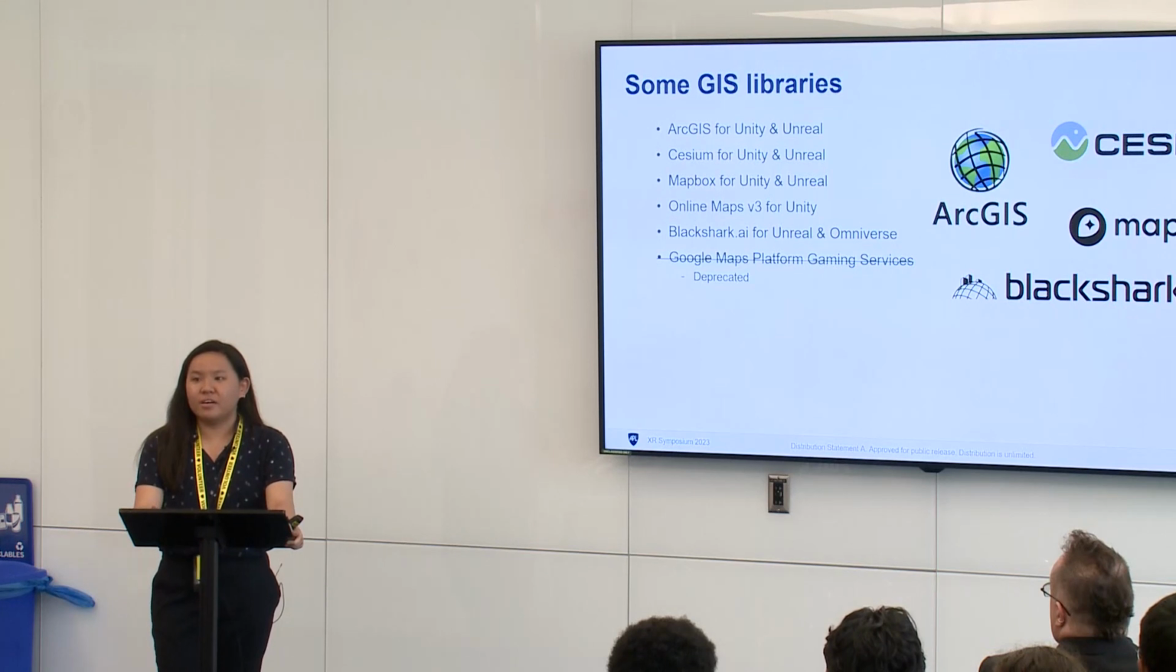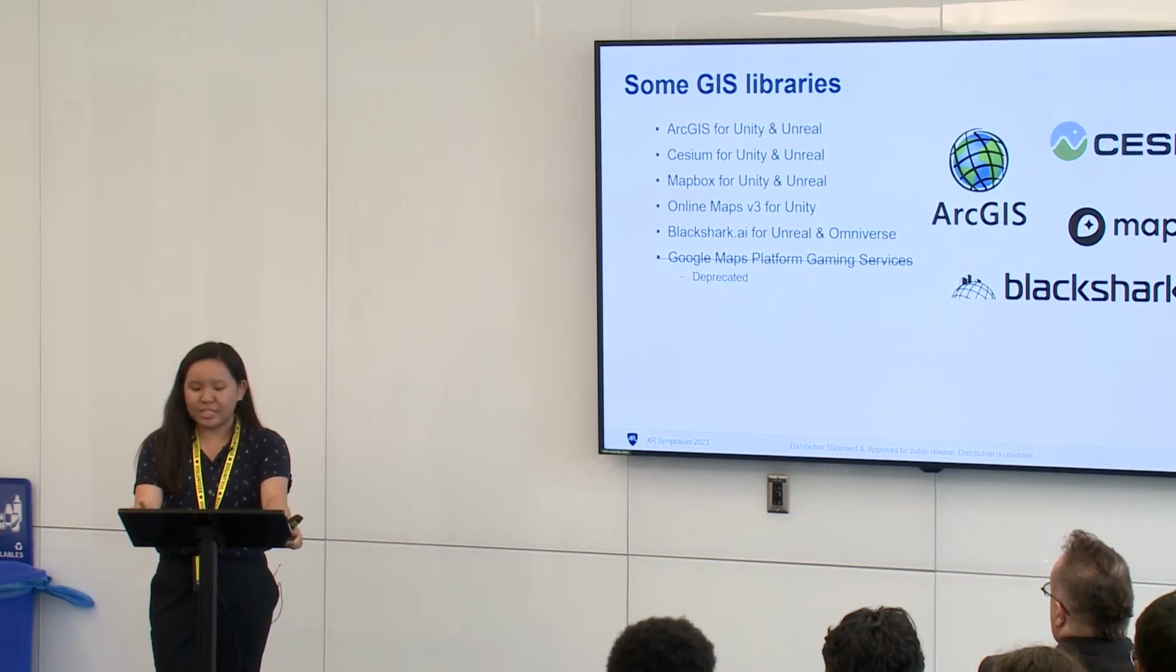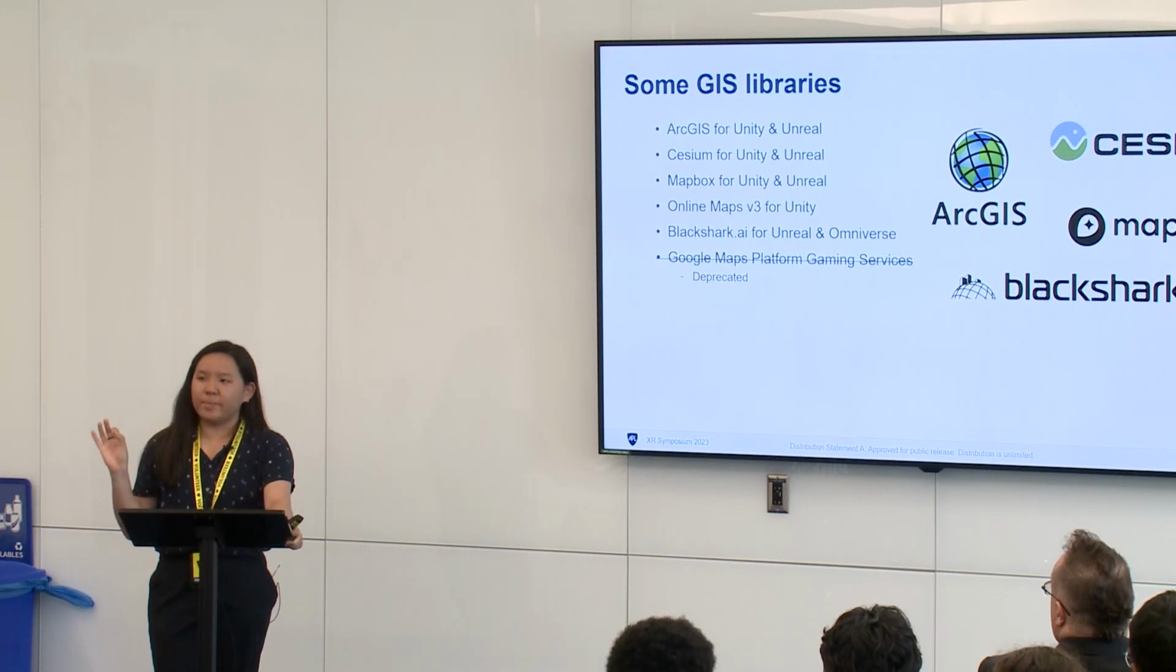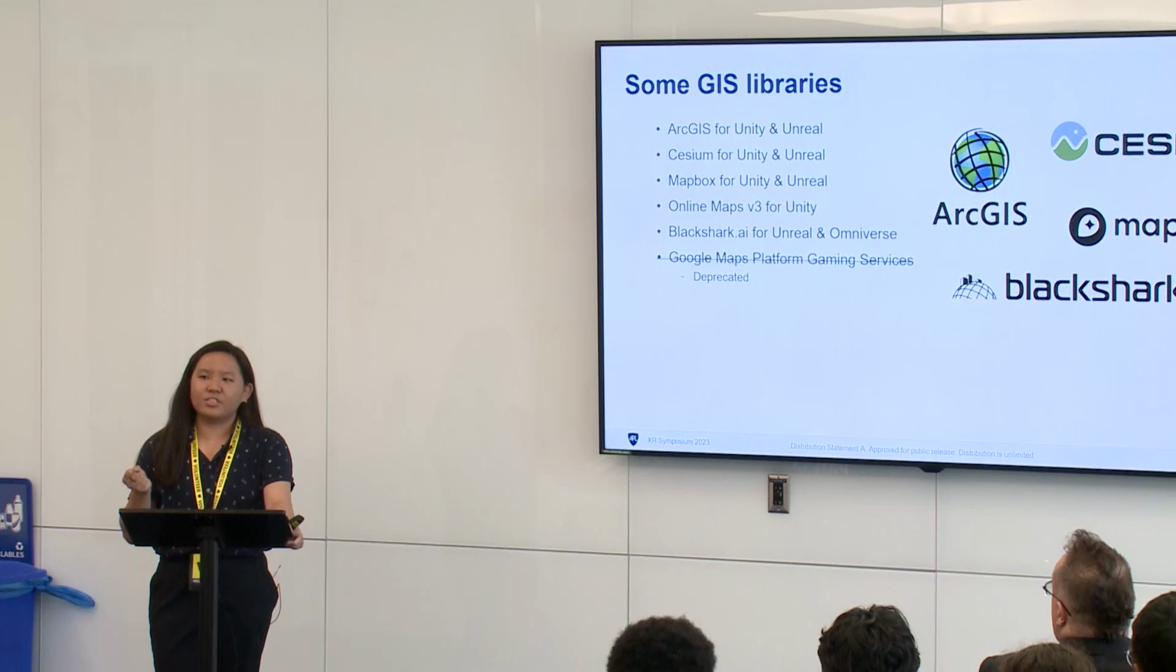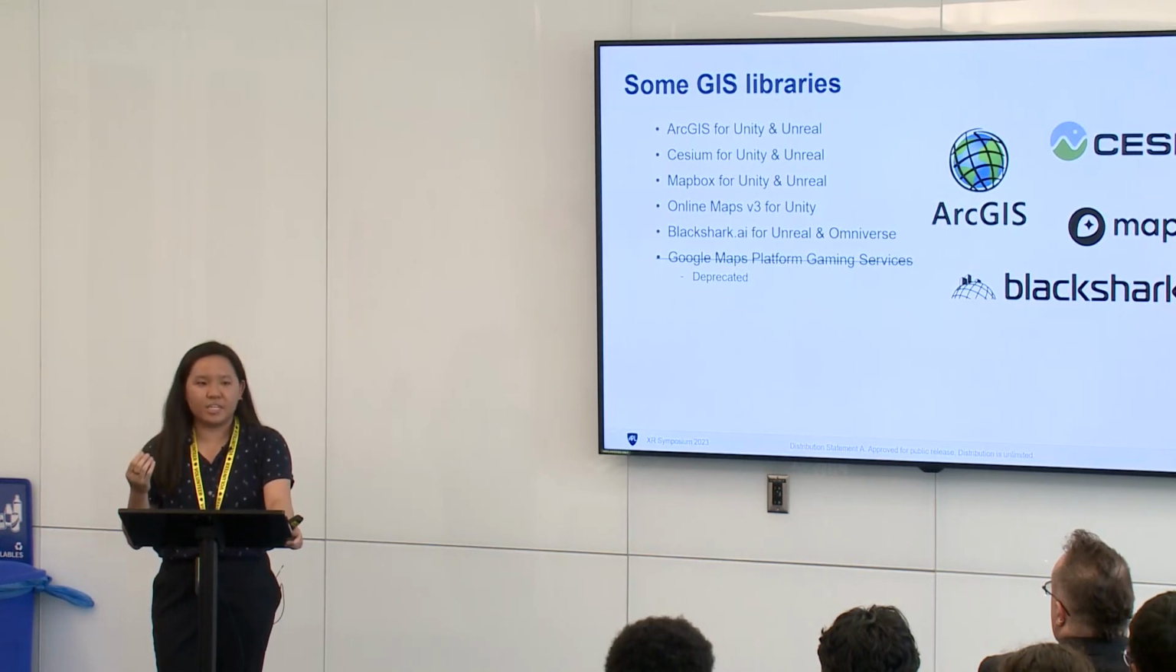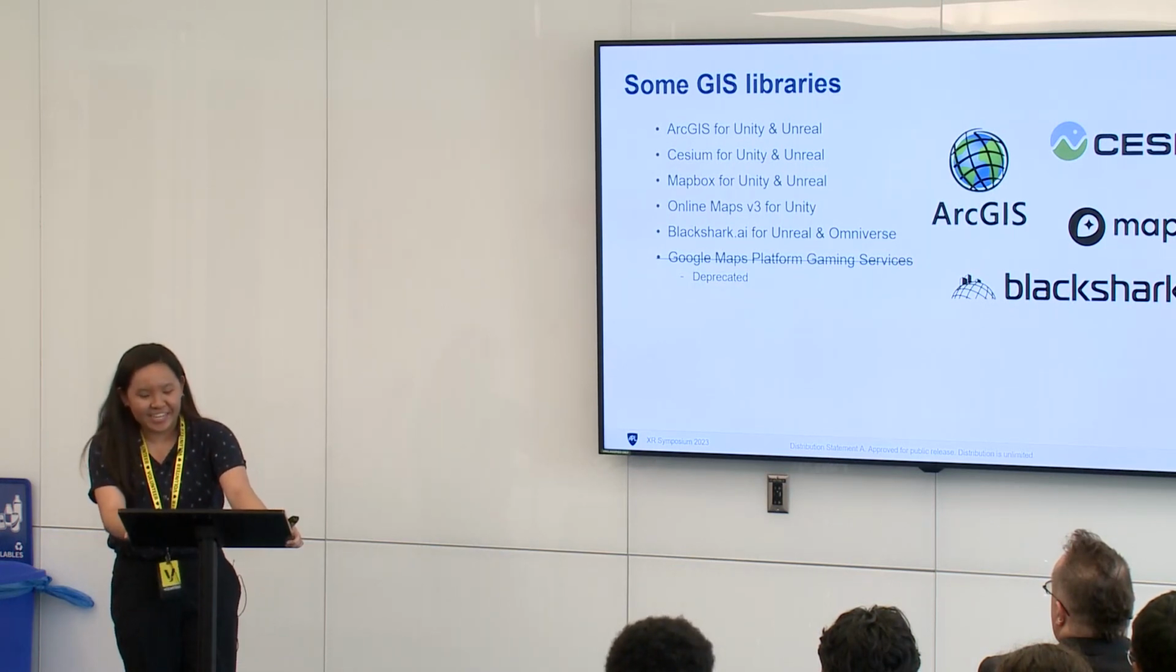Blackshark AI for Unreal and Omniverse is a little bit more dynamic. It synthesizes multiple sources of data to generate an accurate digital twin of the globe to use. So this is perhaps a little bit more dynamic and customized to what you want versus, I believe, ArcGIS and Cesium, which use kind of their static databases. So it's not as dynamic. There was the Google Maps platform gaming services for Unity, but that has since been deprecated. So don't go searching it online unless you want to see old documentation.